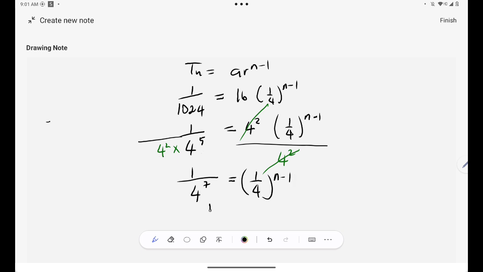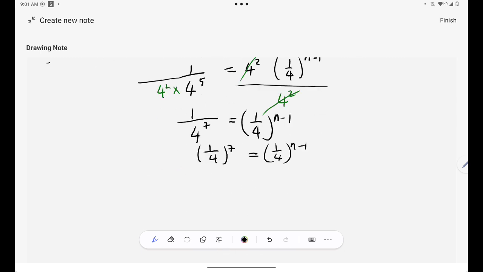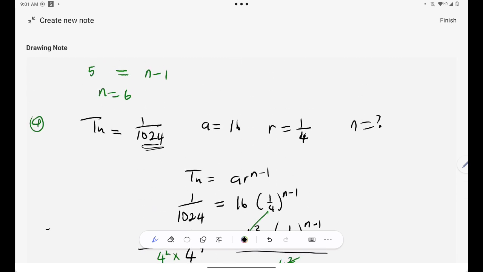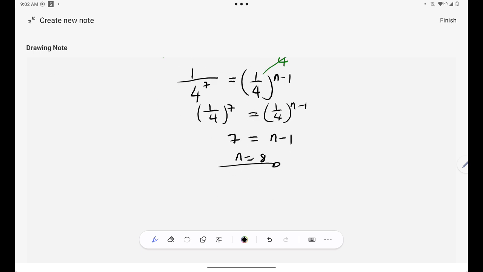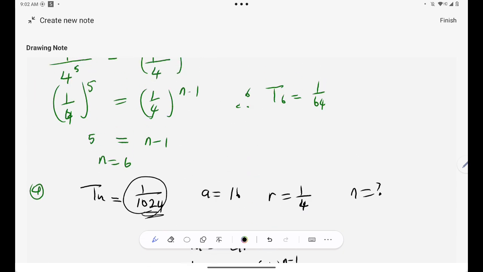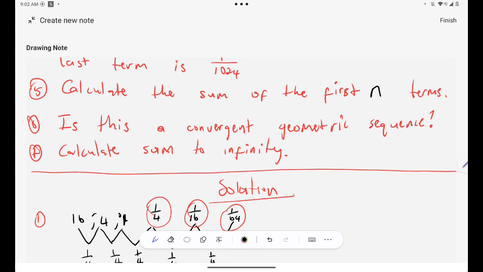So this thing can be written as 1 over 4 all raised to the power 7 is equal to 1 over 4. Now I have my bases to be the same. That means my exponents should be equal. That means if this guy is my last term, it simply means I have 8 terms in the sequence. Right, together.